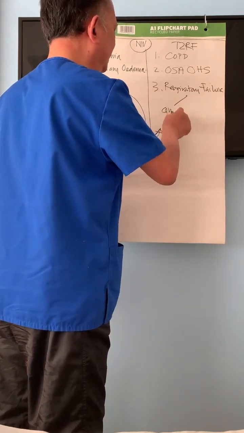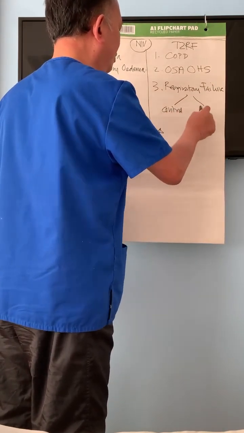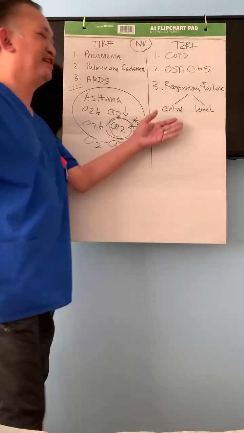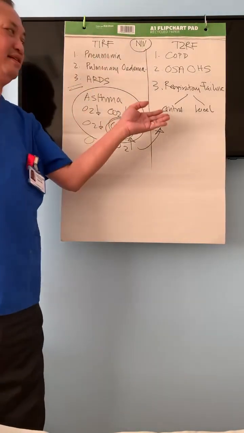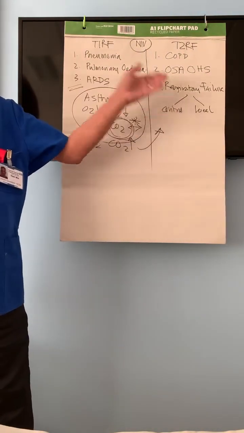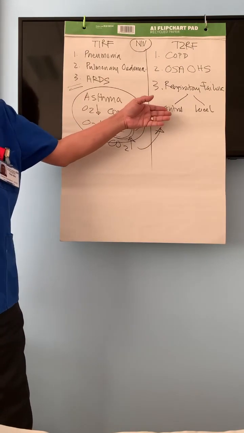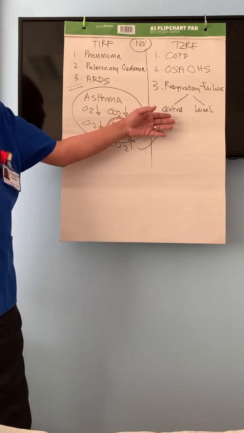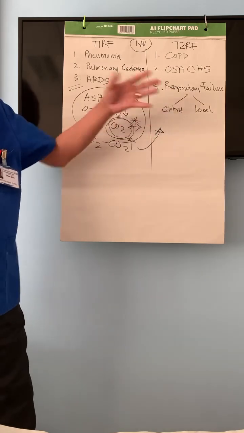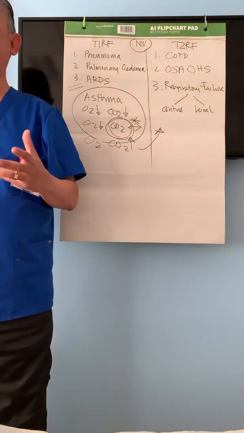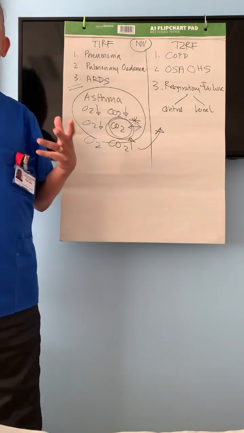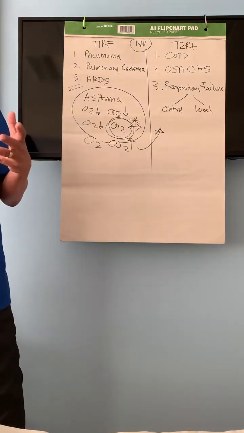Could be central or could be local. Central means the brain: the brainstem stroke, the brainstem bleed, multiple sclerosis, or whatever, all the central causes causing the respiratory center to be depressed. So as a result, respiratory muscle paralysis.